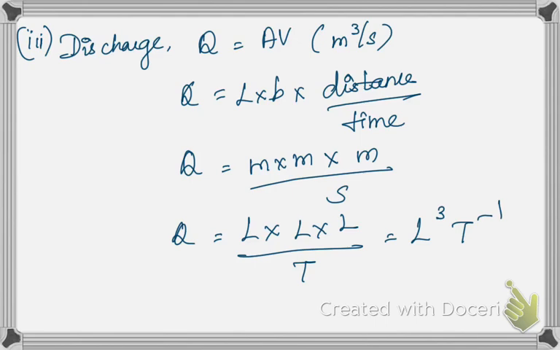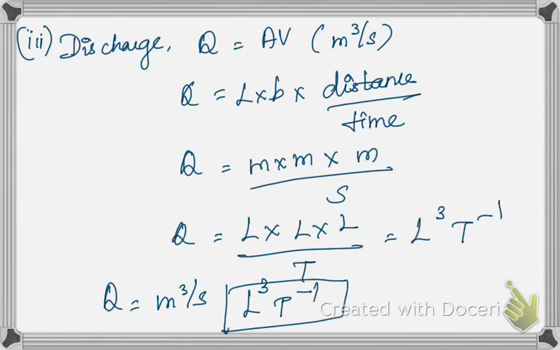So if it is very difficult for you, you have another option. Say Q, the unit for Q is meter cube per second. So meter will be denoted by L, that is length, L cube. Second is time, t power minus 1. So you can derive your units like this also.